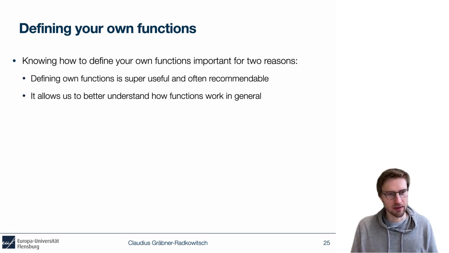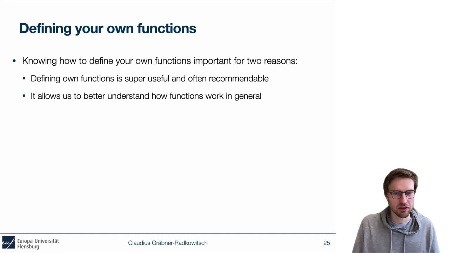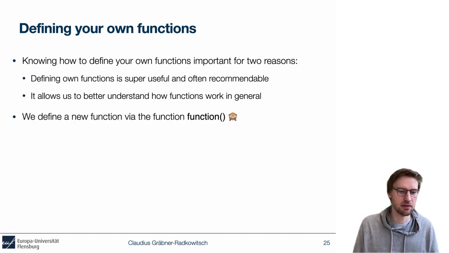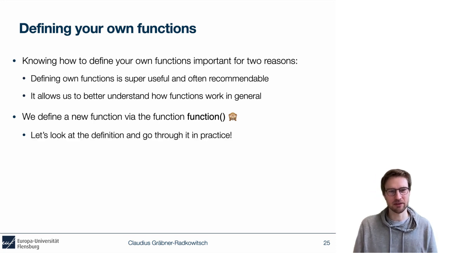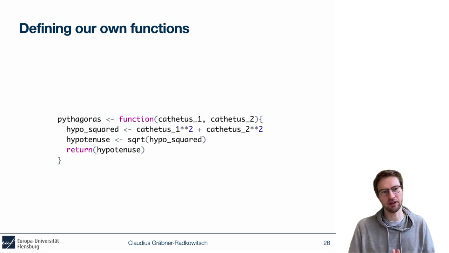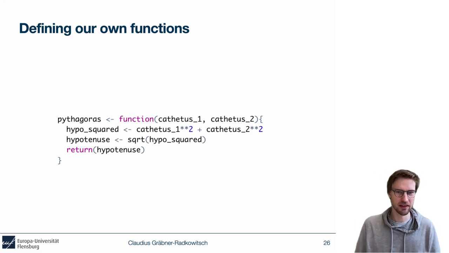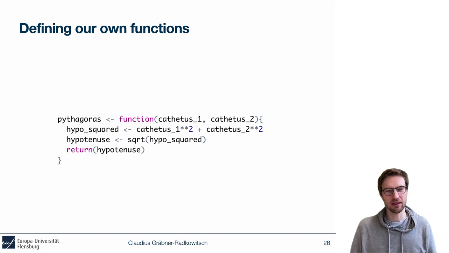Well, as always, the way you define a function in R is by using a function. And how could it be? New functions are defined by the function called function. I guess the easiest way to understand how this function works is to actually go through an example and just do it in practice. So let's think about a function called Pythagoras that is used to implement the Pythagorean theorem.